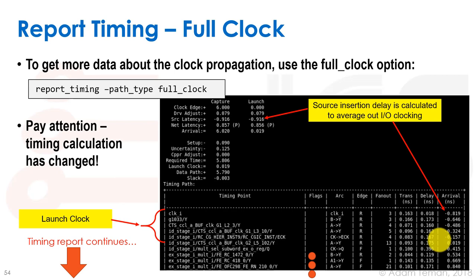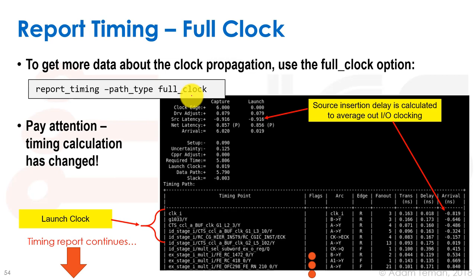What we didn't see here is all this data about the capture and launch clock path. So I often prefer to use report timing minus path type full clock. And that shows me both the propagation of the clock to the launch flip-flop and to the capture flip-flop. So when we do that, you just have to pay attention that some of the timing has changed a bit because of the way that Cadence likes to show this.